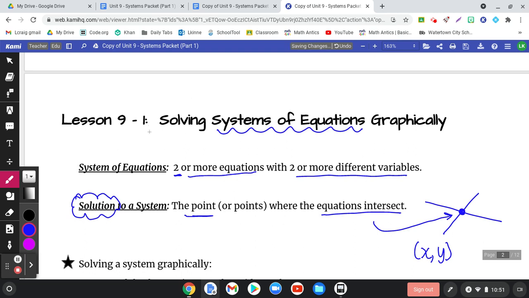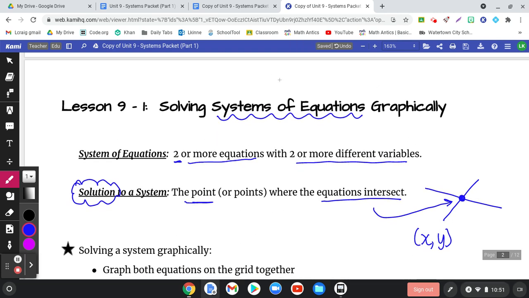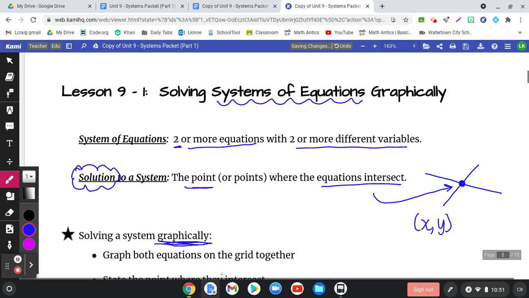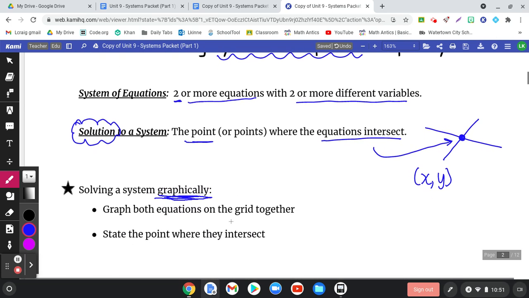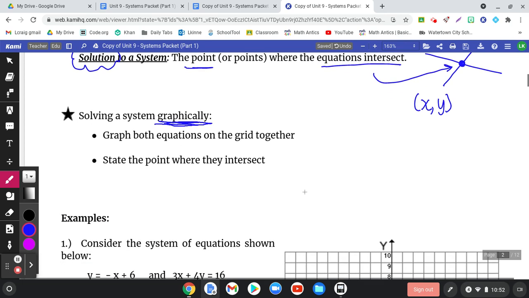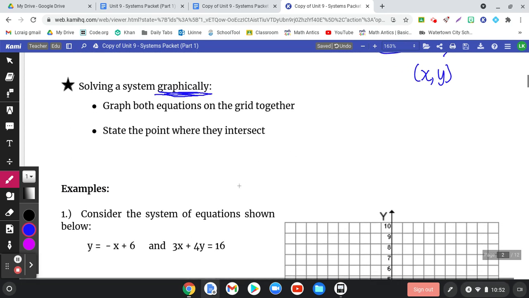There's three ways to solve them, and that's what this whole unit's about. The first way we're going to look at today is graphically. That means using a graph. We're going to graph both on the grid together and see where the point is that they cross. The other two ways to solve this is algebraically, so using algebra and equations, and we'll talk about those in the next couple weeks.